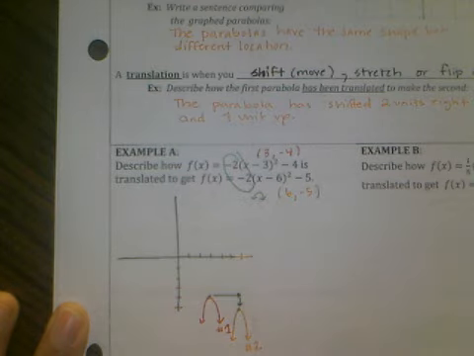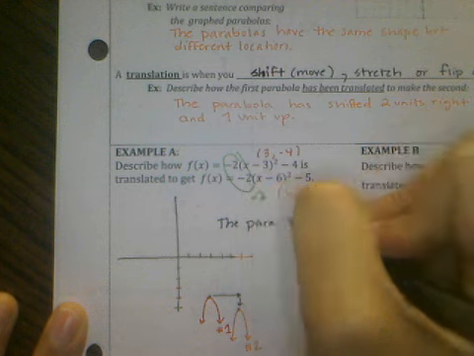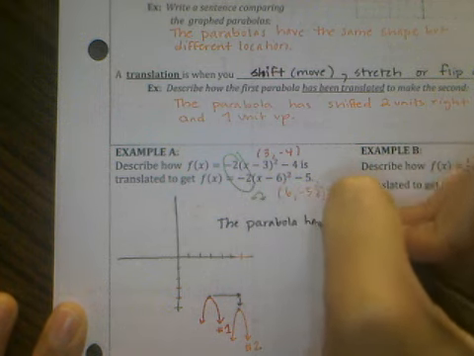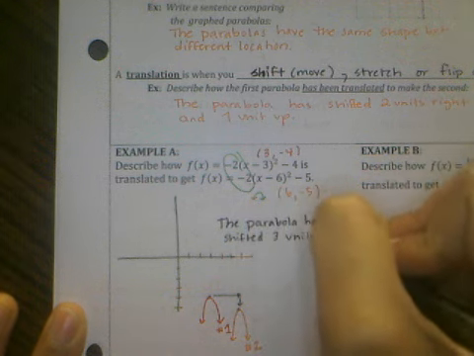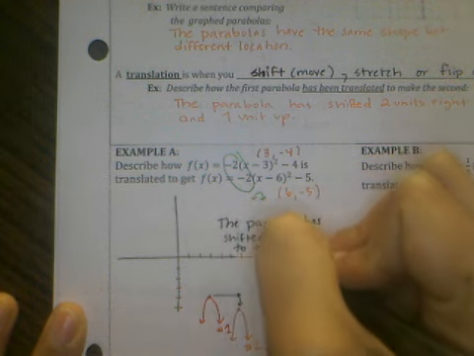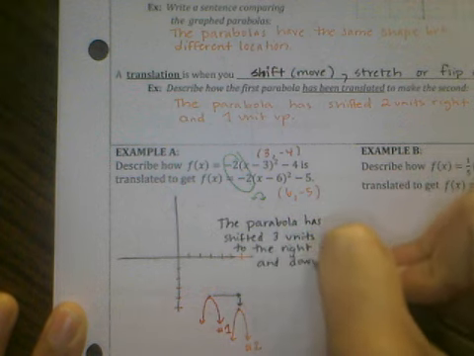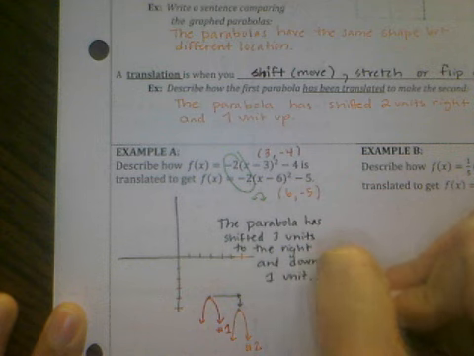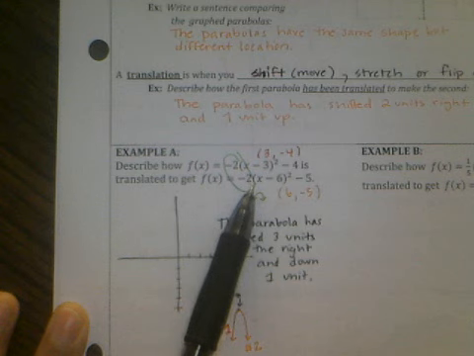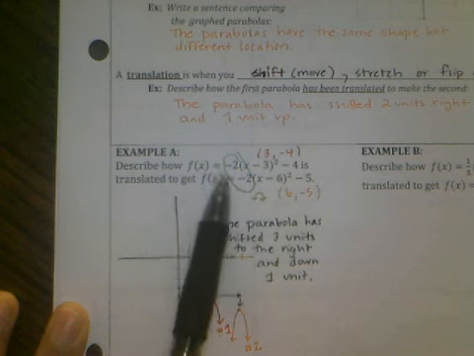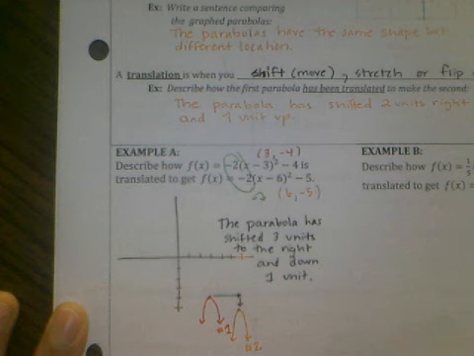So the answer to this translation question is real simple. The parabola has shifted 3 units right, and down 1 unit. And that would be the answer. If the A value was different, we could also say that it had been flipped or compressed, but in this case, since they're the same, there hasn't been any change in the direction or the width of the parabolas.